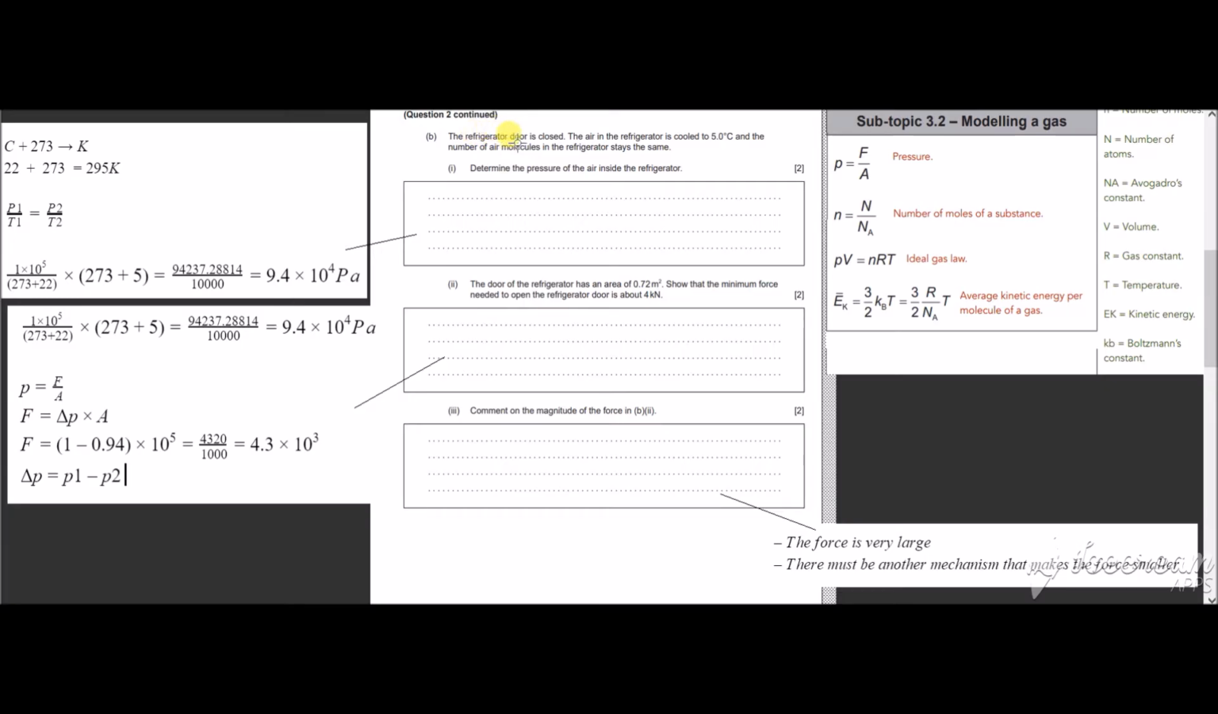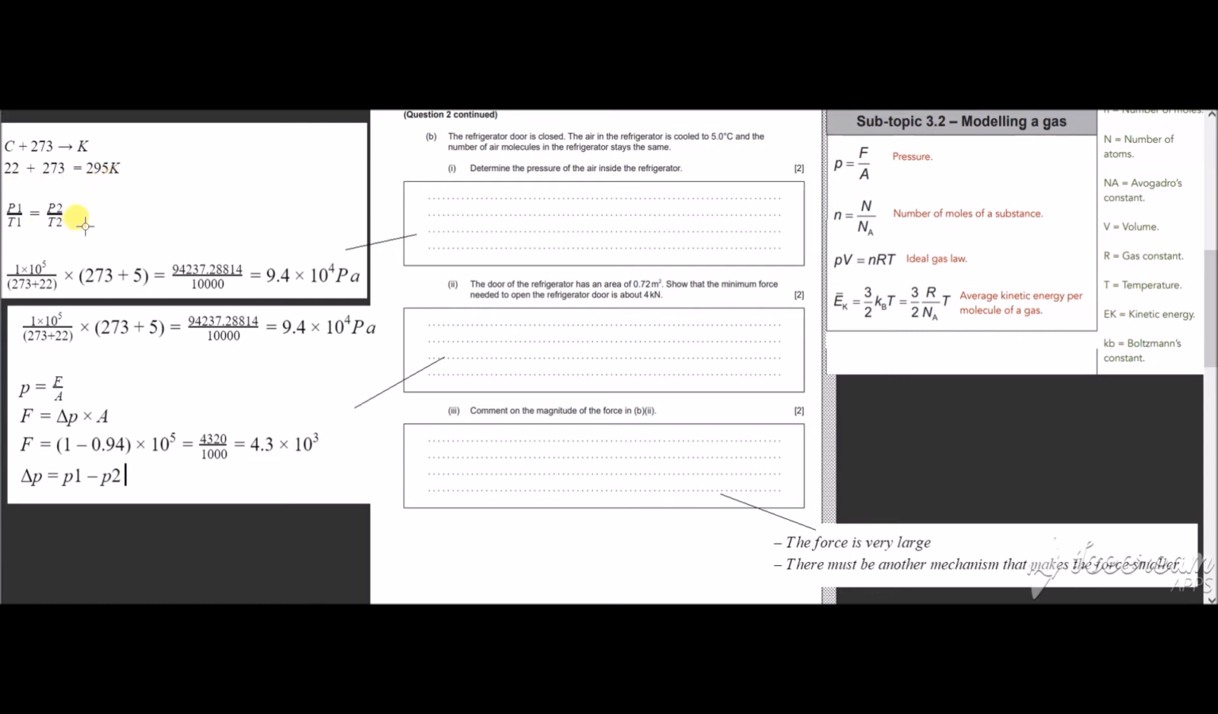Part B. The refrigerator door is closed. The air in the refrigerator is cooled to 5.0 degrees Celsius and the number of air molecules in the refrigerator stays the same. Determine the pressure of the air inside the refrigerator. We need to keep in mind that we must convert Celsius to Kelvin, and to do that we add 273 to the Celsius. In the question we got 22 degrees Celsius, so we add 273 and get 295 Kelvin.